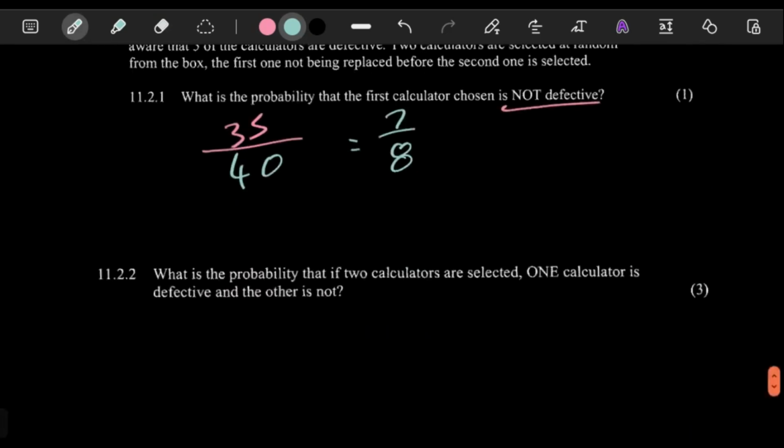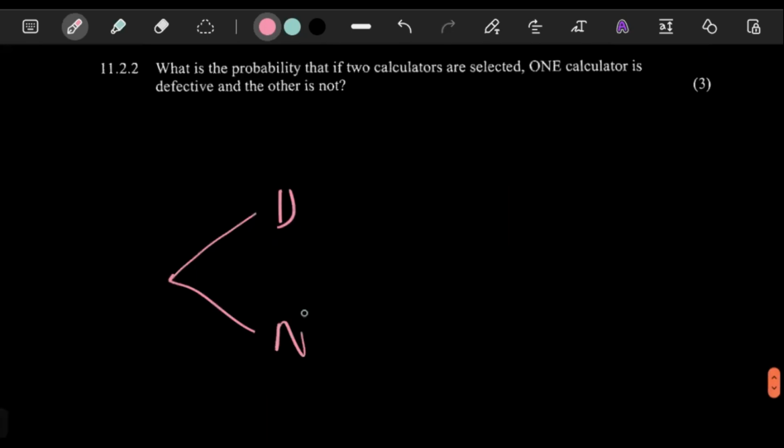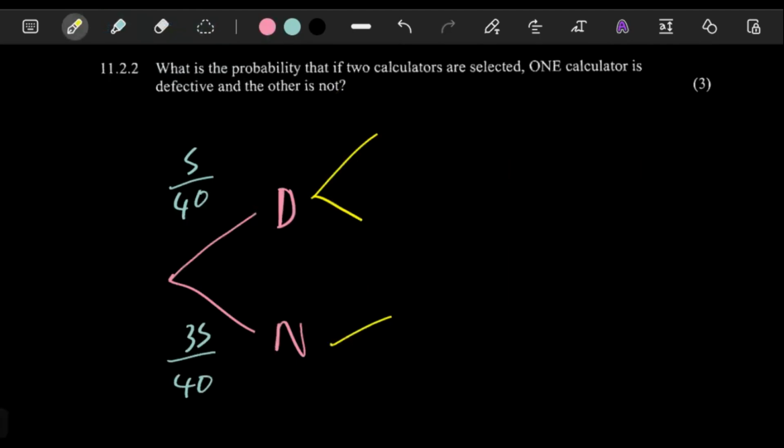The next one says, what is the probability that if 2 calculators are selected, one calculator is defective and the other one is not? So this is a tree diagram scenario. When you choose a calculator the first time, the chance of choosing a defective one is 5 out of 40, not defective, 35 out of 40. When you choose a calculator again, there are still 2 options. Total calculators is now 39.